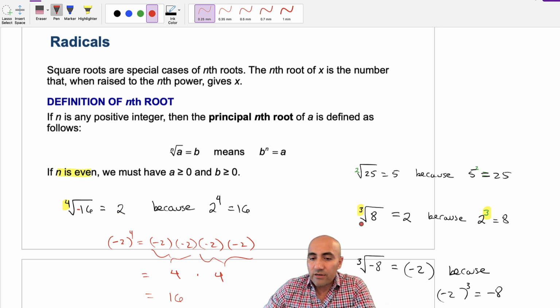On the other hand, if we have an odd index, if this little n value is odd, for example here, we're allowed to, we don't have to, but we're allowed to have a negative inside the root, and then the answer will also be a negative number. Good? It could also be positive, such as in this case.